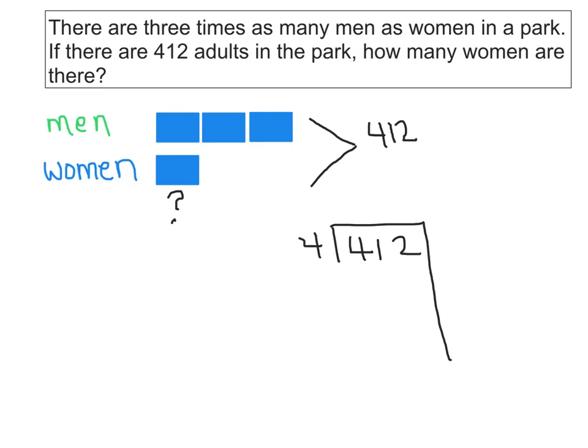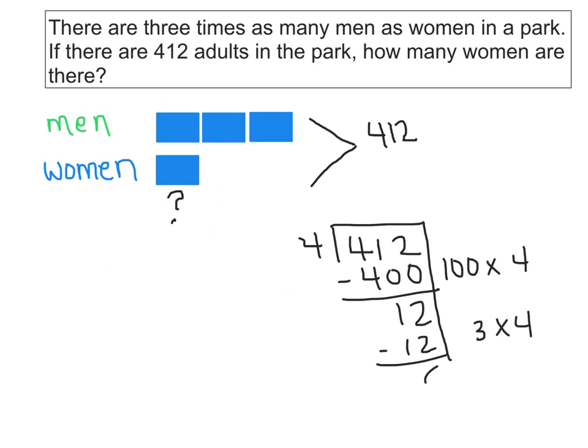And I know I can make 100 groups of 4. That would be 400 people. And that gives me 12 people left to split between the 4 blocks. So I know that 3 times 4 is 12. And I have no more people. There are 103 groups of 4, so that's 103 people in each block. And that actually answers my question, because my question was how many are in the women, and that would be 103.